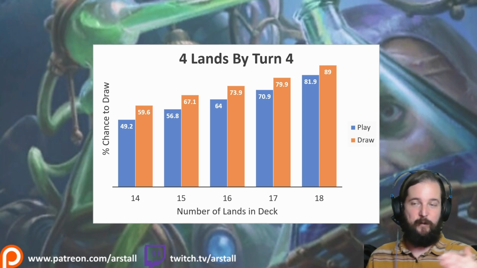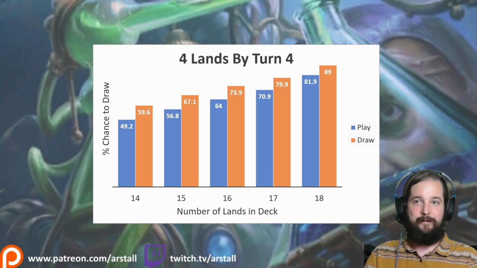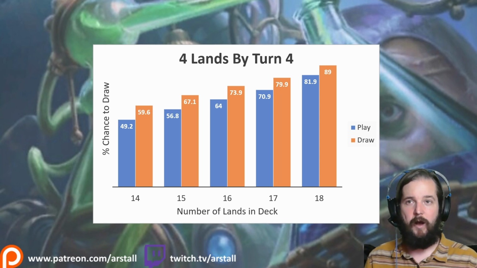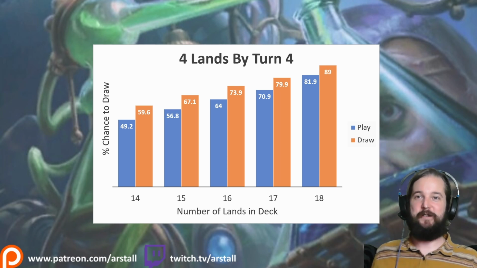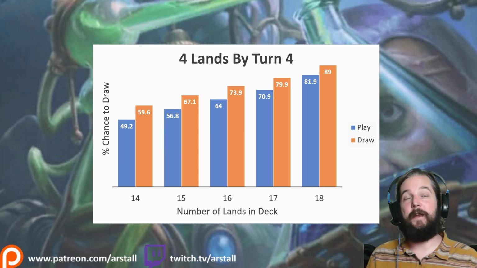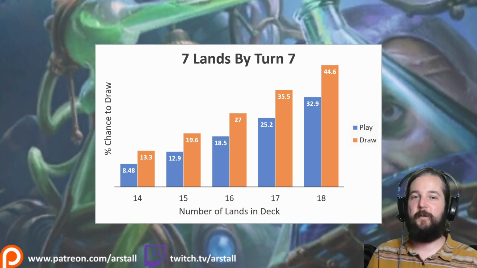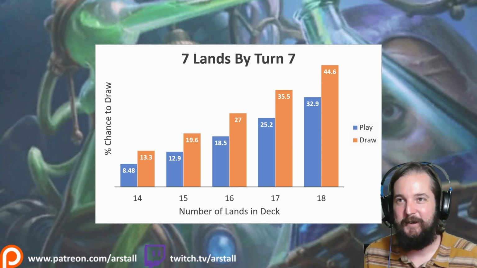You repeat these calculations, and you can see that at 17 lands, you have a 70.9% chance on the play and a 79.9% chance on the draw. And you're trying to hit the ideal situation, right? If you wanted to get this all the way up to 100%, then you would run too many lands and you would end up on the opposite end of the spectrum, which is flood. So it's kind of a strict space that you're trying to hit.